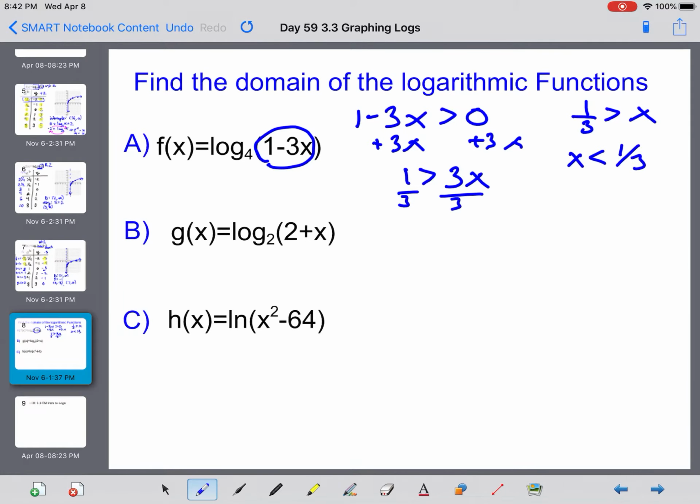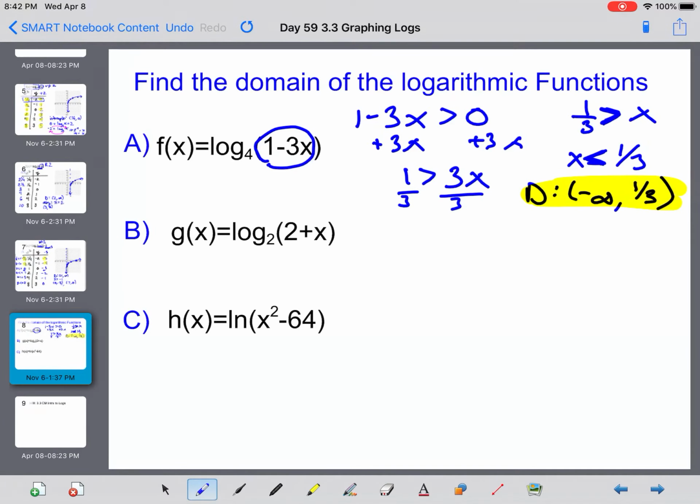My brain likes to see it rewritten. I like to have the x first. Just make sure here, when I do rewrite it, the inequality sign is open towards the 1/3. So when I rewrite it with the x first, the inequality sign is still open to the 1/3. So this means my domain, x is less than 1/3. My domain is going to be from -infinity to 1/3.